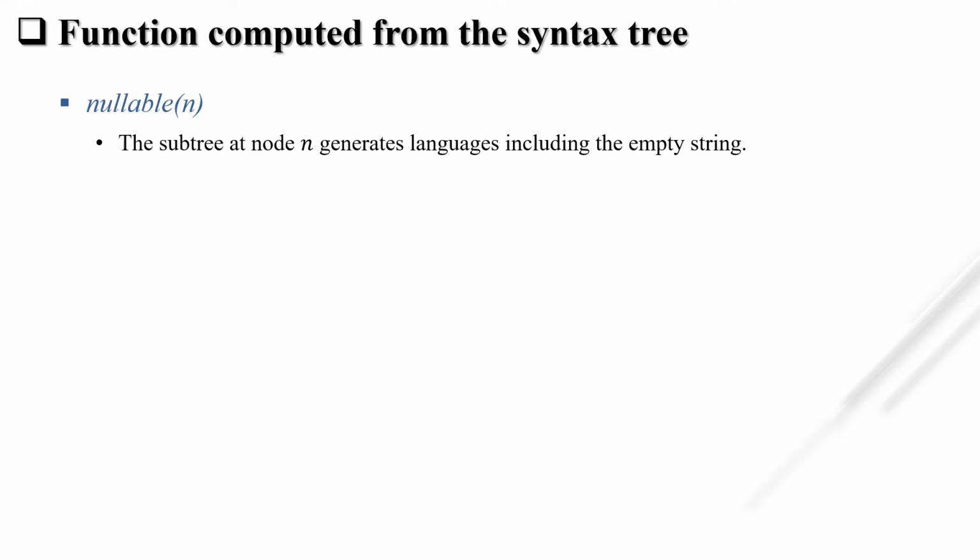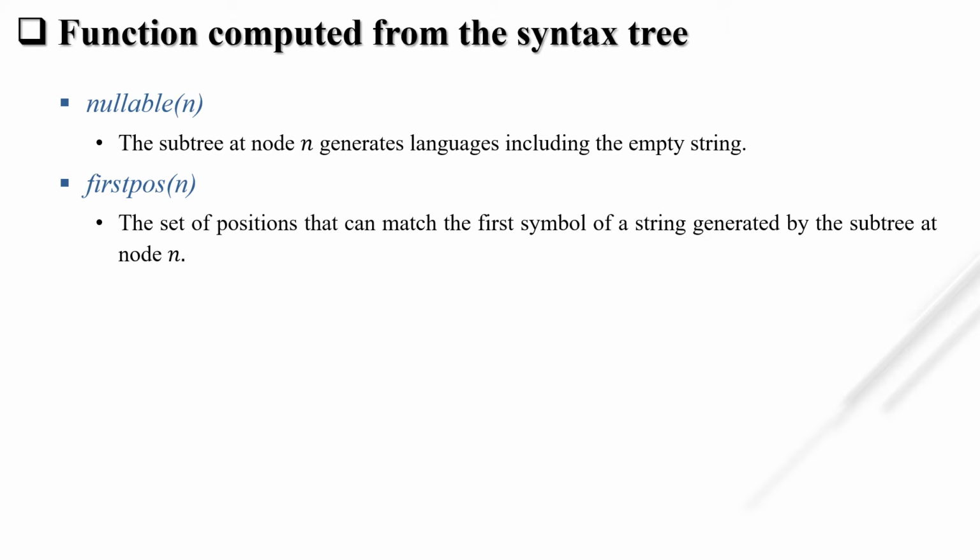To construct DFA, there are several functions that you have to compute. The first one is nullable. If the subtree at node n generates a language including the empty string, it is nullable. As we know that star, that is Kleene closure, has the empty string, so here we can say that star is nullable.